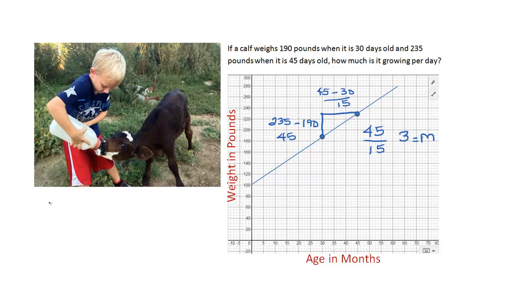Let's revisit this example and write the given information as ordered pairs. Since the age of the calf is the independent variable, it is the x value of the ordered pair, and the weight, or the dependent value, is the y value. Our two ordered pairs become (30 days, 190 pounds) and (45 days, 235 pounds).